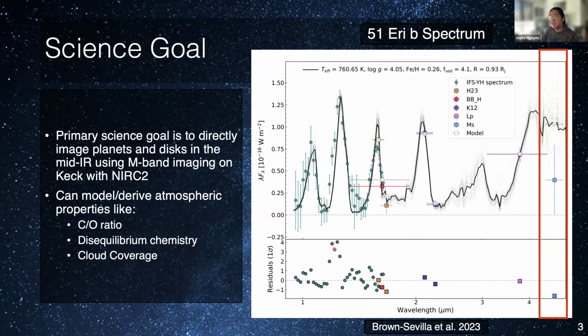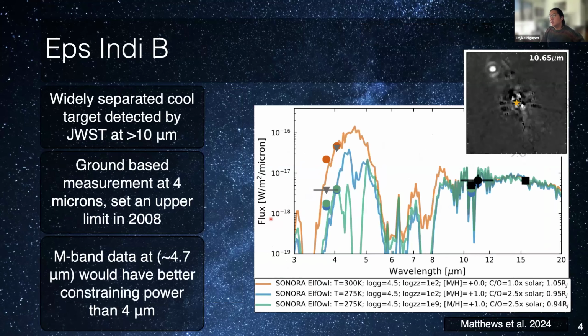This is also really important because cooler planets are typically more accessible at long wavelengths, because the SED just peaks at long wavelengths. Another example of this: just last year, one of the first direct imaging detections with JWST was Eps Ind Ab. This is a very widely separated target detected by JWST at 10 microns.